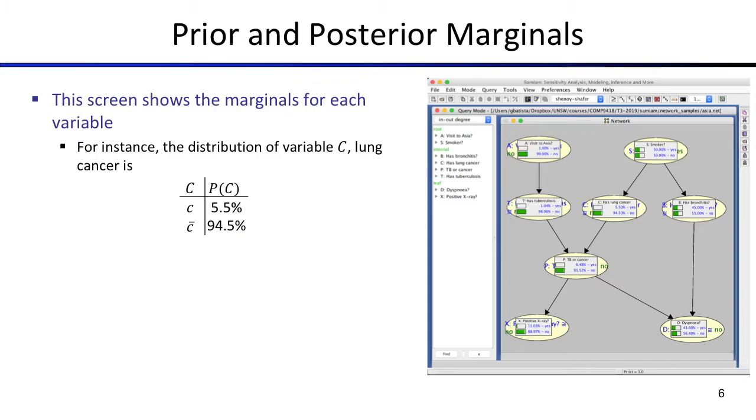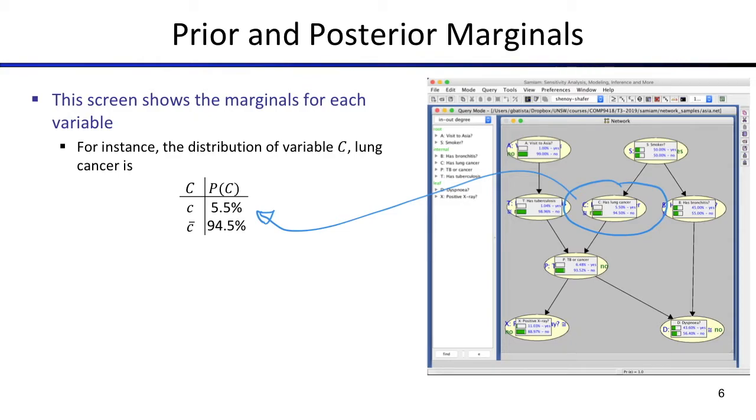Let's have a look at the SamIam software, and I took a screenshot here for this Visit to Asia problem. SamIam has the probability monitors that show us the probability of each node individually, and that is exactly the prior marginal for each variable independently. If we take a look here, we have the variable C, and that is the prior for lung cancer.